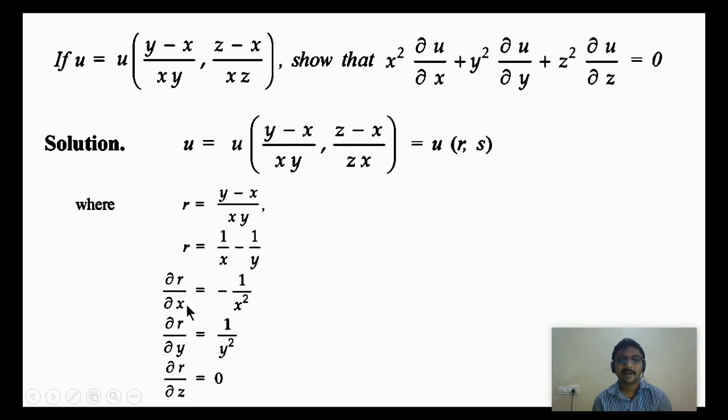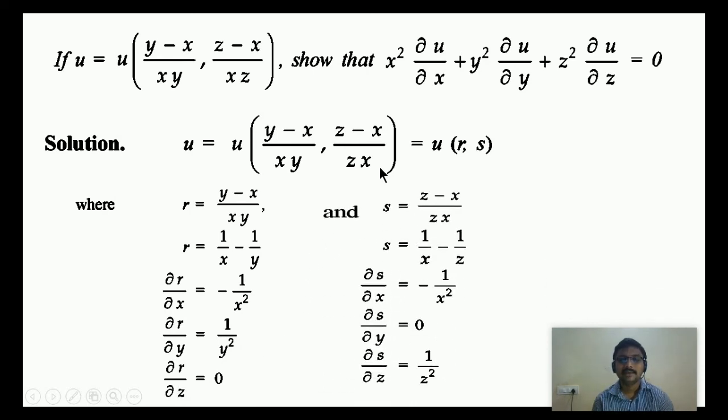Now differentiating r partially with respect to x, keep y as constant. The derivative of 1 by x is minus 1 by x square, and the derivative of minus 1 by y is 0. ∂r/∂y: the derivative of 1 by x is 0, minus the derivative of 1 by y is minus minus 1 by y square, which is plus 1 by y square. ∂r/∂z: differentiating r partially with respect to z, keeping x and y as constant, both derivatives become 0, because while differentiating partially with respect to z, x and y are treated as constant.